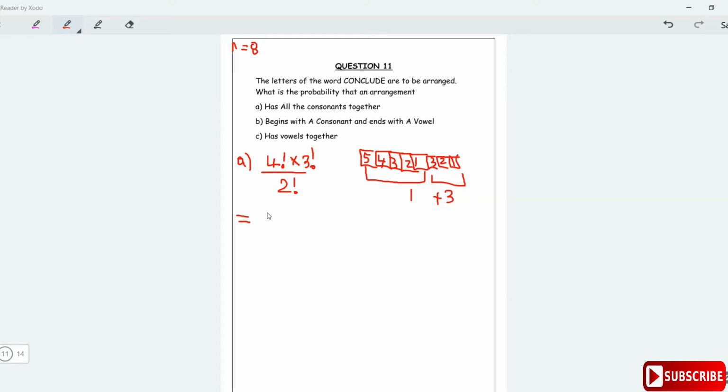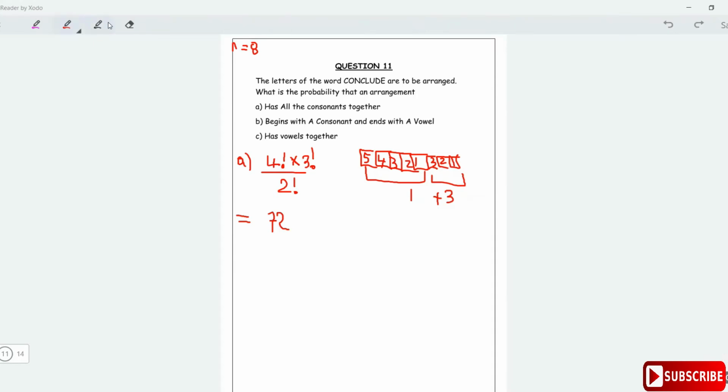If you want to see it in the calculator, for me to work it out, you just put in the fraction: 4 factorial times 3 factorial times 3 factorial, divided by 2 factorial. You work this out. Tell me what you get. 72. That's your answer, 72. Nice and easy.